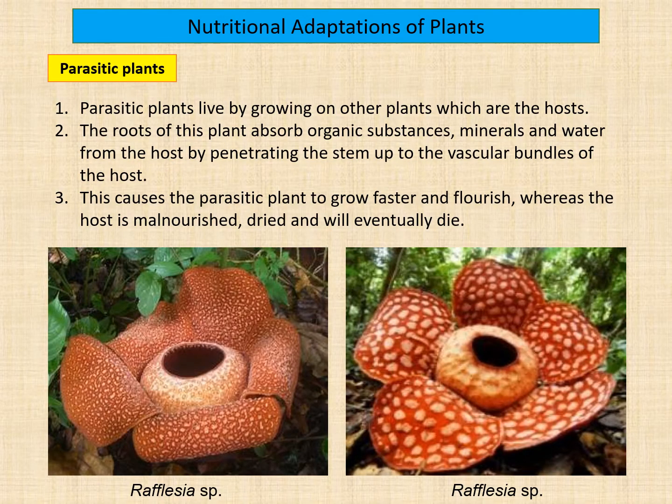Parasitic plants. Parasitic plants live by growing on other plants, which are the hosts. The roots of these plants absorb organic substances, minerals and water from the host by penetrating the stem up to the vascular bundle of the host. This causes the parasitic plants to grow faster and flourish, whereas the host is malnourished, dry, and will eventually die.